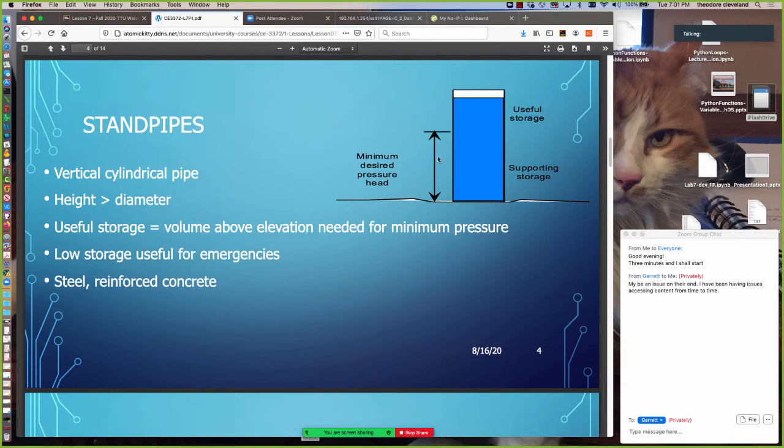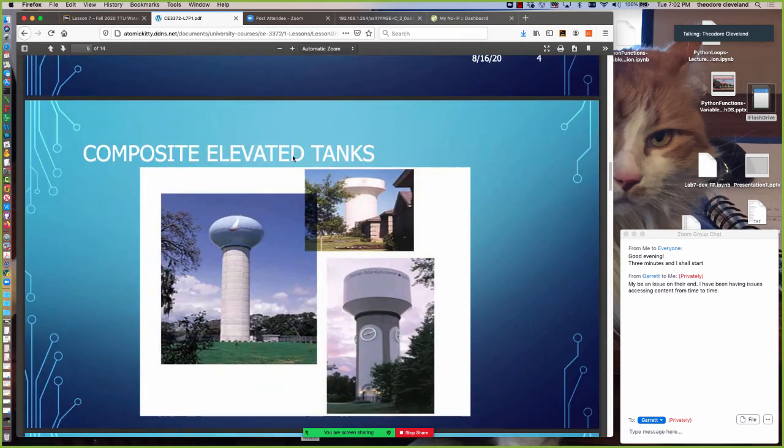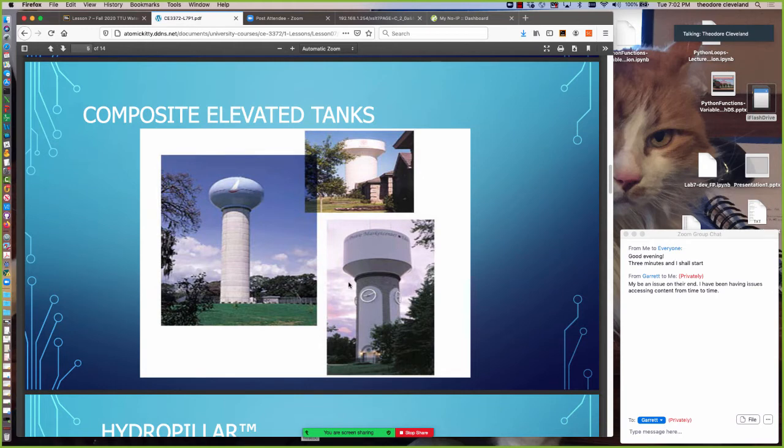Now the next variation of the standpipe would be for the designer to recognize there's an awful lot of supporting storage if its whole purpose is to maintain pressure head. Why don't we make everything below the minimum desired pressure head level kind of narrow, and then we'll keep the useful storage big and wide. And that is what gets us the composite elevated tank. So it still looks like a standpipe, but the operational storage is up here in the flying saucers.